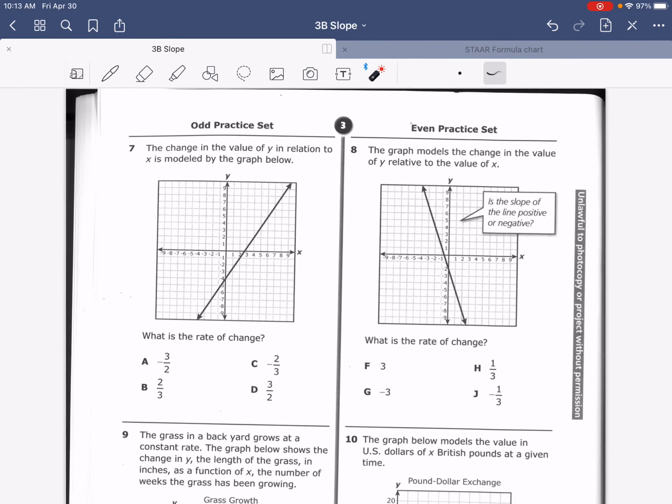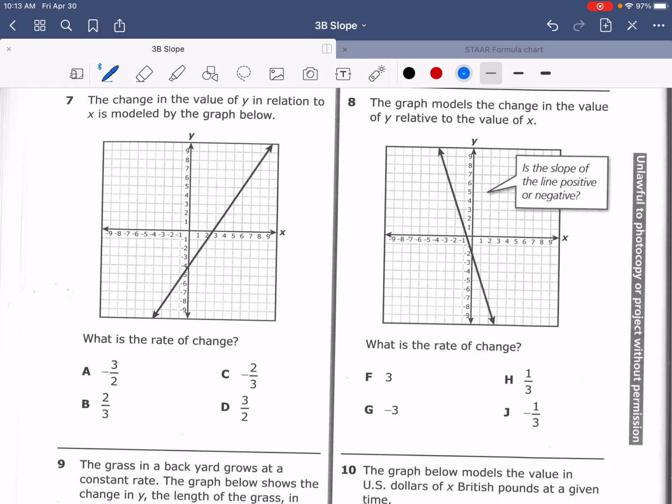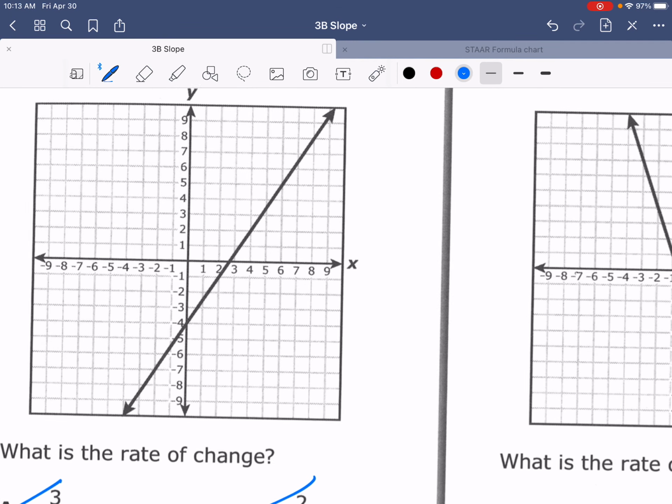Alright, what if they give you a graph? How will you find slope? It's simple. You just find two points and then find slope. That's what you do. But there is something that you can do. Let's look at this graph. Is that going up or going down? Obviously it's going up, which means it's gonna be a positive graph, right? So you can eliminate A and C because the slope should be positive.